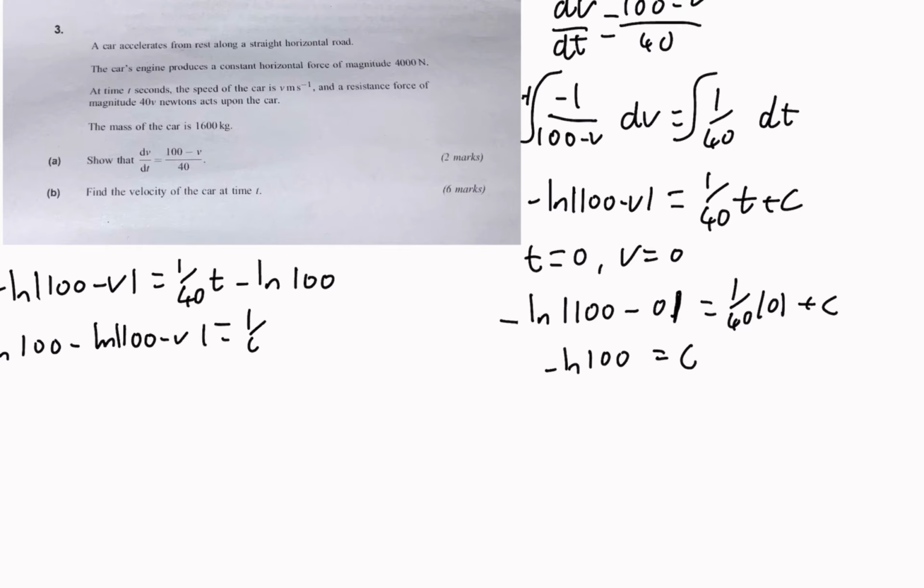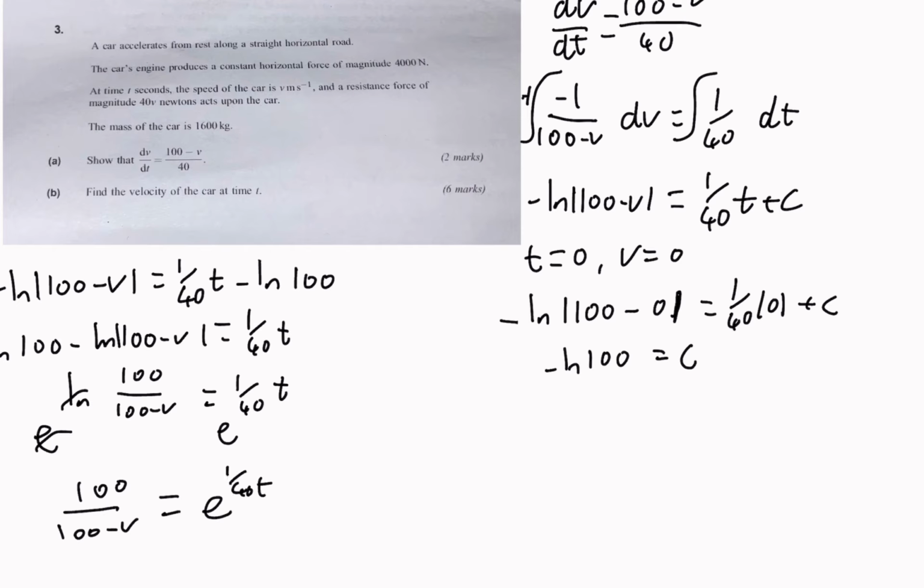Okay, so we already know that when t equals 0, v equals 0, because the first line says a car accelerates from rest. So if we substitute these values in, we get negative log 100 take 0 equals 1 over 40 times 0 plus c. This means that c equals negative log 100. Okay, we can now rewrite this equation and say negative log 100 take v equals 1 over 40t take log 100. If we rearrange this to get 1 over 40t, we can see that log 100 take log 100 take v equals 1 over 40t.